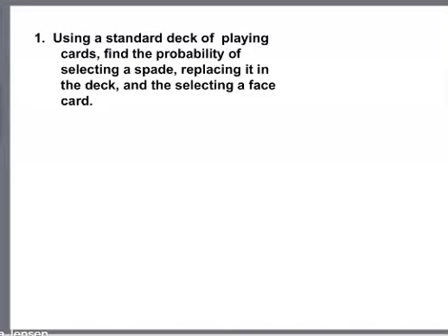So we're talking about what is the probability of a spade and a face card. Okay, and let me say that a little differently. It's a spade and then a face card. Okay, so first of all, when we're talking about multiple events, we're going to multiply them.